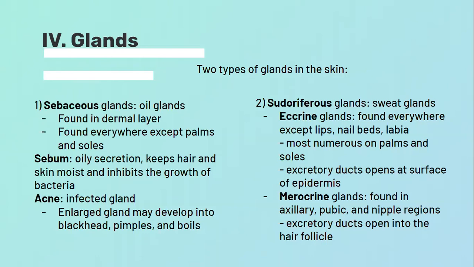And there's something called merocrine glands, and it's found in the axillary, which is your armpit area, pubic, and nipple regions. And excretory ducts also open, but these open into hair follicles. And merocrine glands are only found in those three regions, but they're all sweat glands. So that's how your body gets rid of sweat, or water and excess vitamins and all that.